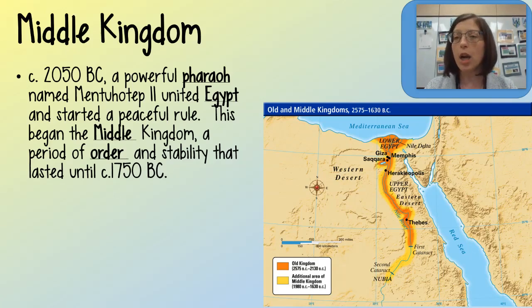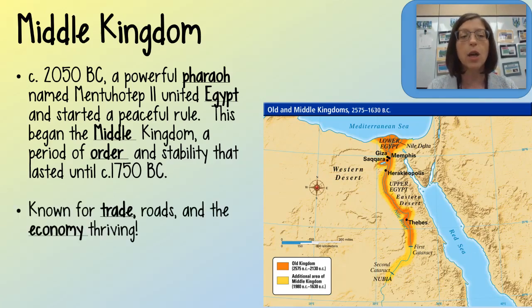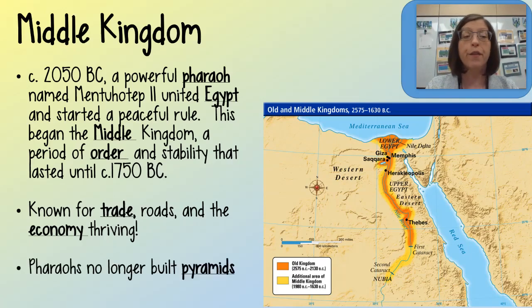So we are talking about a period of peace and prosperity. So when we have peace and prosperity, we are going to see trade flourishing. We're going to see roads flourishing, and we're going to see the economy thriving. You're also going to see things like arts and crafts and skills growing and flourishing. People are going to have money to spend. Woo-hoo, let's go to the mall, right? Pharaohs no longer built pyramids. They're just not into that. That's so Old Kingdom, okay?